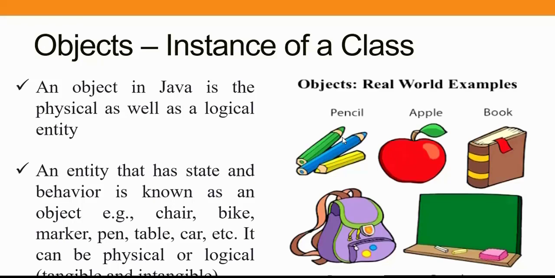When you say what is the state of this object pen, it can be blue or black or green, or you can even call the name of the brand. Let's say Reynolds is the name of the brand. So that's a state. So this is object in Java.